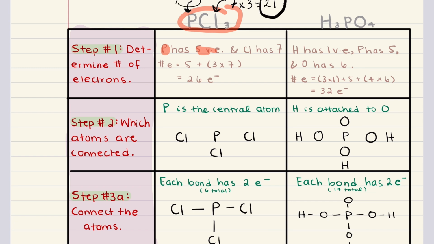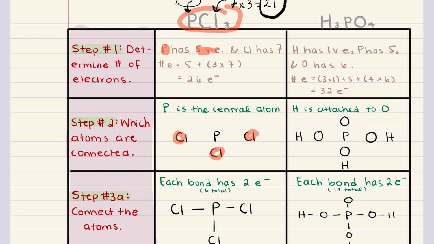This is going to be 26 electrons. Then the next step is we've got to figure out which atoms are connected. Here, phosphorus is the central atom. It is less electronegative than the chlorine atoms, so it's going to be the central atom. Not only is it listed first, but it's also, again, less electronegative. So we draw phosphorus here near the center, and we're going to surround it with 3 chlorine atoms.